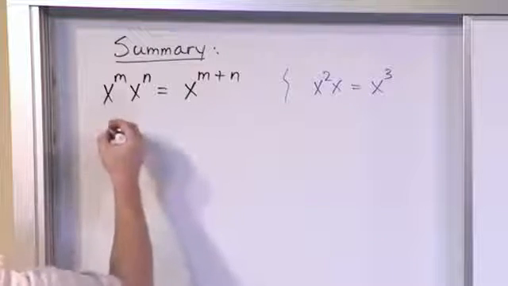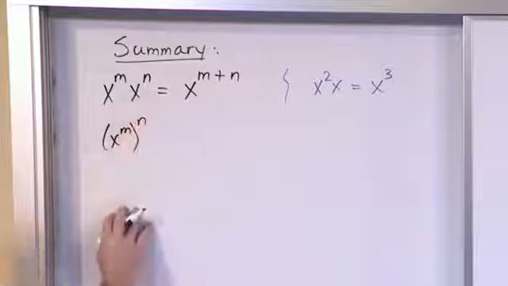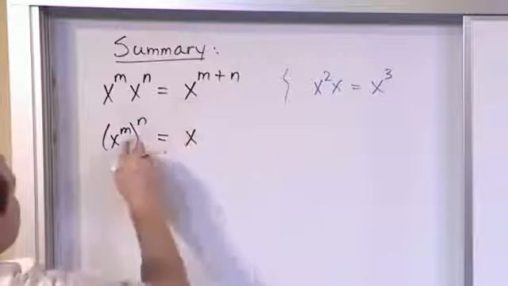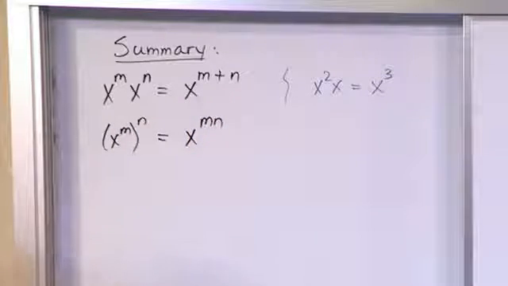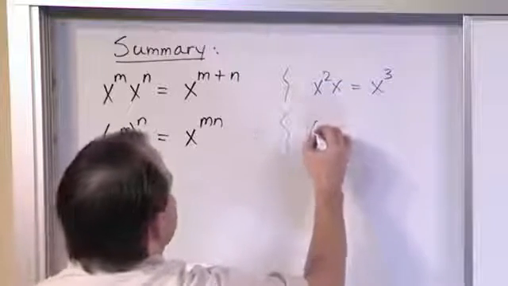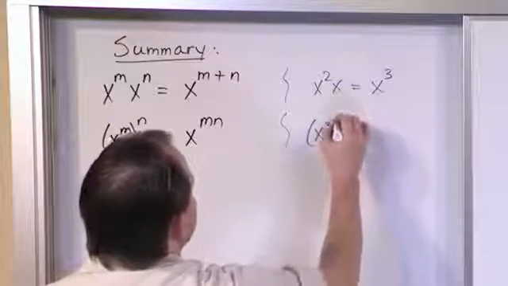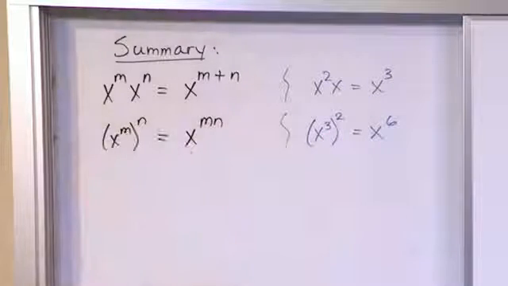Secondly, you can have x raised to a power and then raise it to a different power, and then you just take the bottom and you multiply the exponents, m times n. Whatever m and n are, you multiply them together. This is just like x cubed raised to the power of 2, x to the 6th power. 2 times 3 gives you 6.